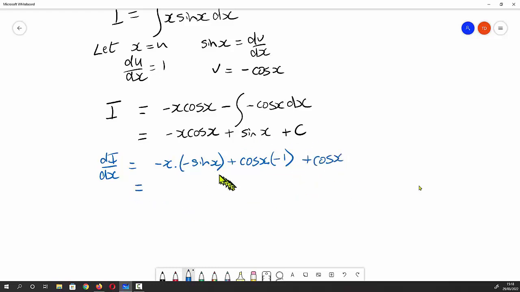So let's just see what we've got left. We've got minus x times minus sine x, so that's going to be x sine x. We've got cos x times minus 1, so that's minus cos x, and we've got cos x. So obviously the two coses cancel out, which means that we're left with x sine x, which is what we started with. And that's how you use integration by parts.